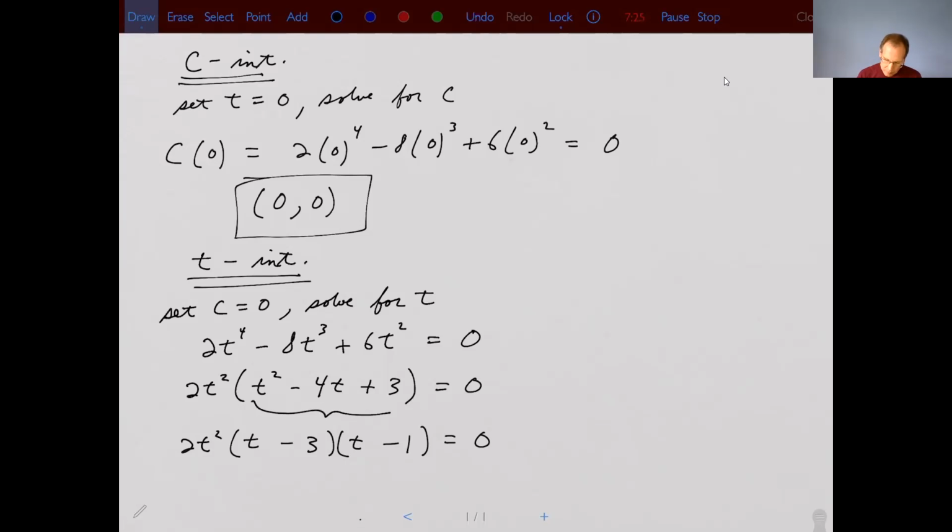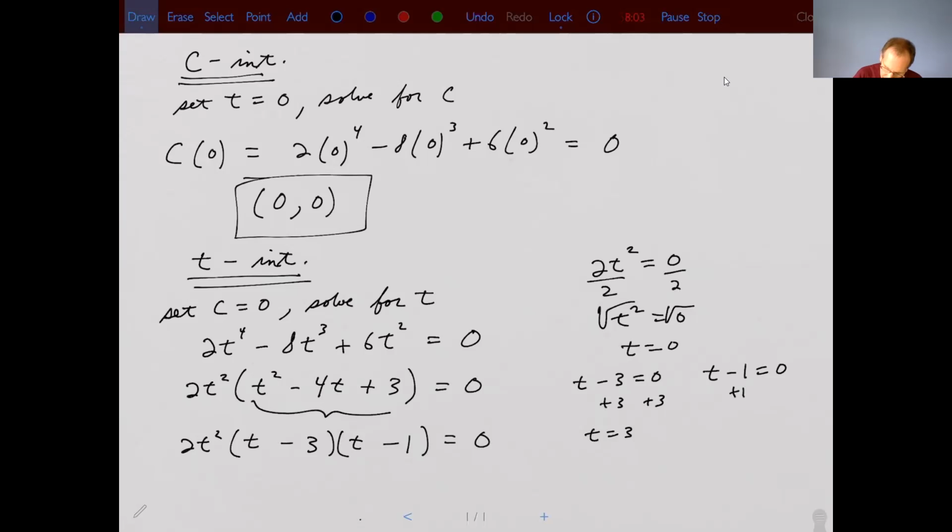Okay, so one possibility now is that 2t squared is equal to 0. Well, that basically just says that if I divide by 2 here, I have t squared equals 0. And if I take the square root, then I have t is equal to 0. So one possibility is t is 0. Another possibility is that t minus 3 is equal to 0. If I solve that for t, I'm going to get t is equal to 3. And then the last possibility is t minus 1 is equal to 0. And if I solve that, I'm going to get t is equal to 1.